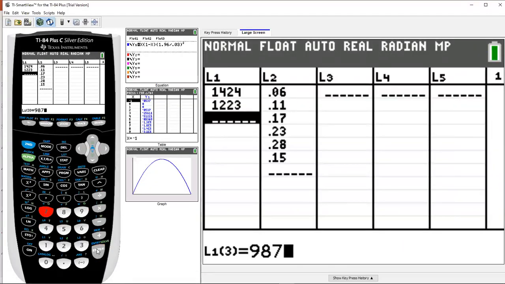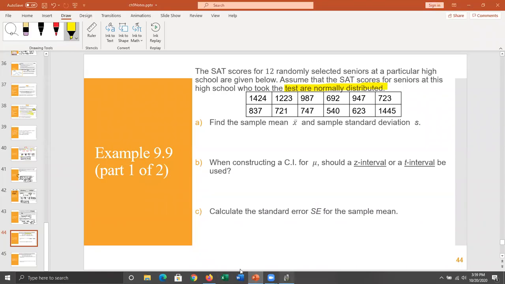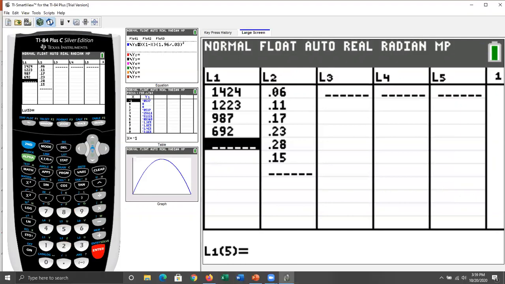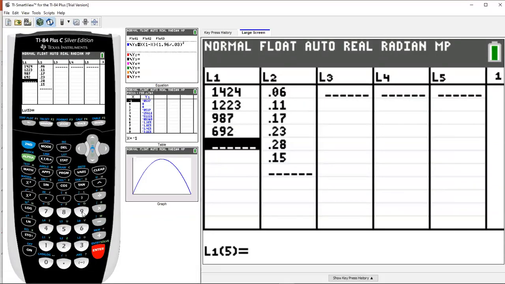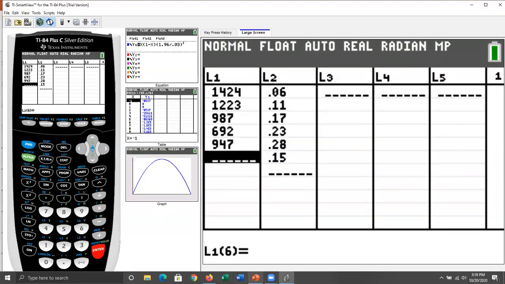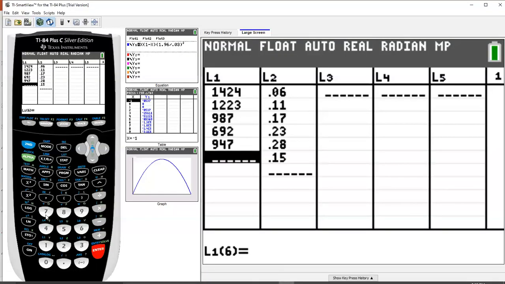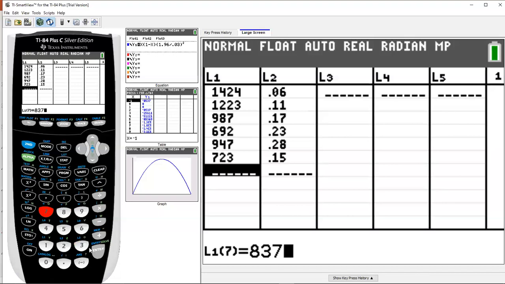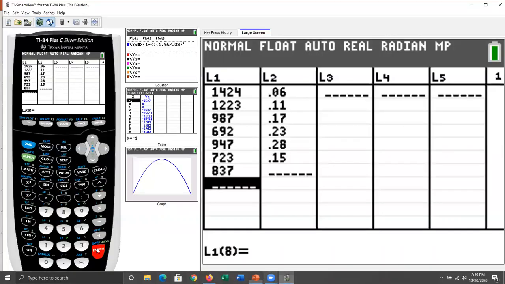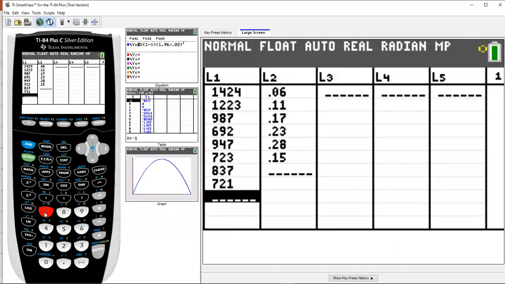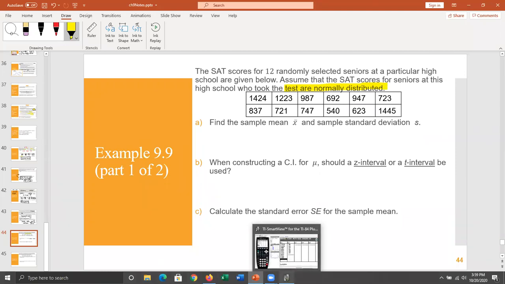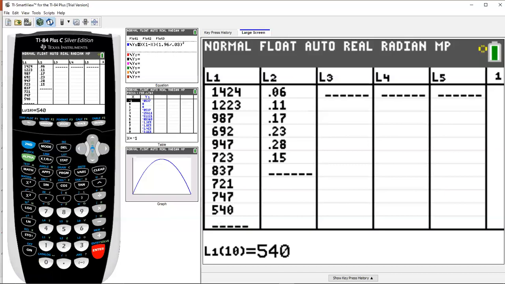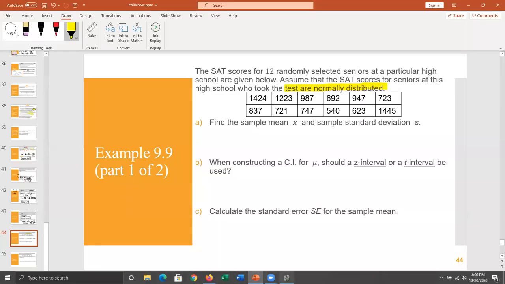987, 692, 947, 723, 837, 721, 747, 540, 623, and 1445.